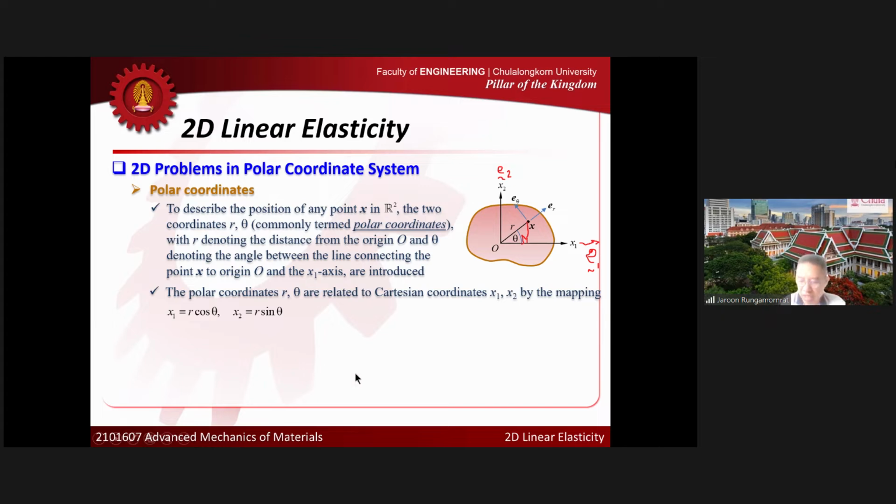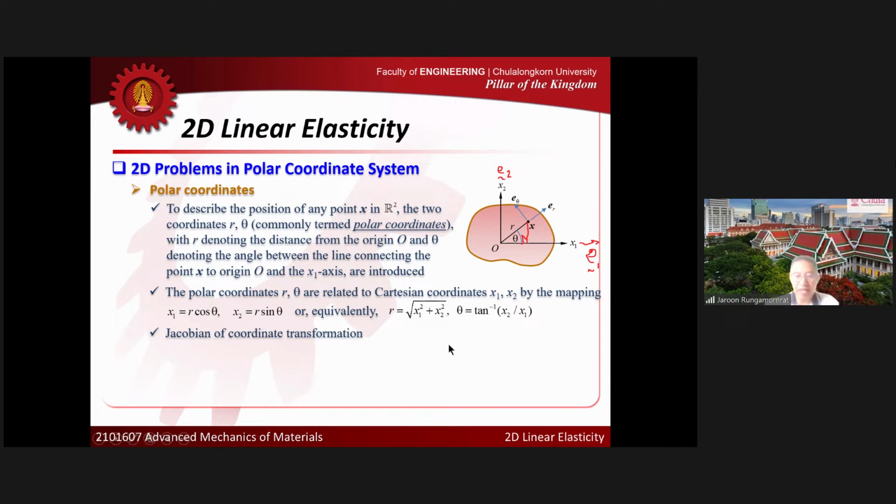Or in the opposite way, you can also write down r and theta in terms of x1 and x2 as well. r is simply the distance from the origin to the point x, so it's simply the square root of x1 squared plus x2 squared. And the angle theta here is simply the arctangent function of x2 over x1. So this is a useful relationship because we have the link between the two coordinates here and the two coordinates that we used before. They are not independent. So r and theta and x1 and x2 are connected by this mapping.